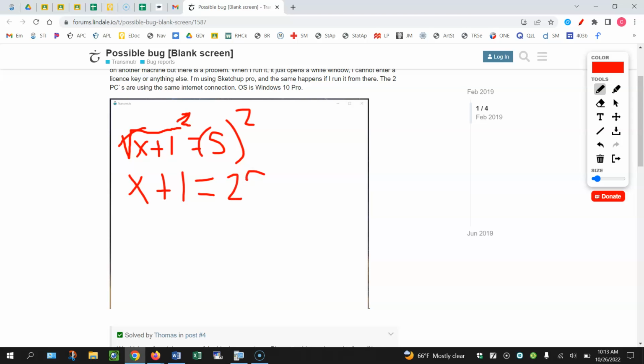5 squared is 25. This is a linear equation. I can subtract 1 to the other side and just get 24. X is equal to 24. And that's just a very simplistic way of doing this.